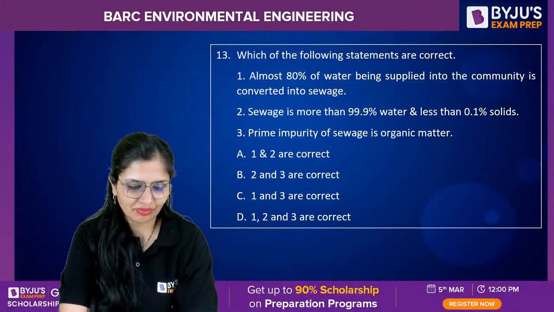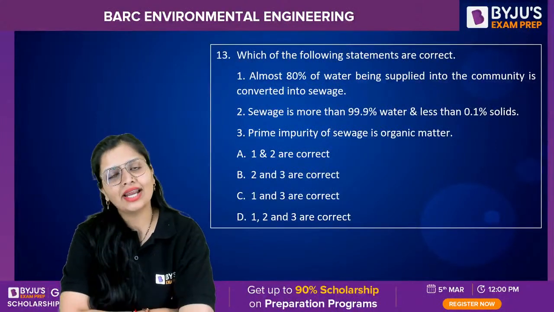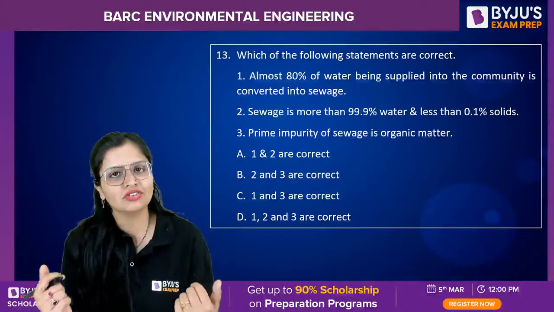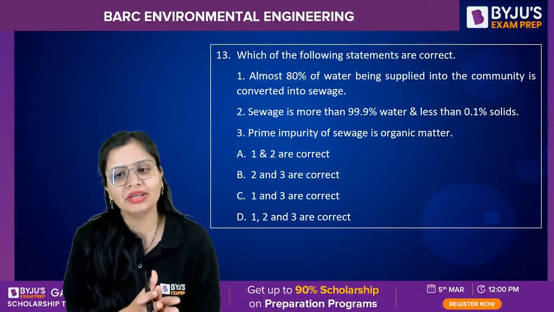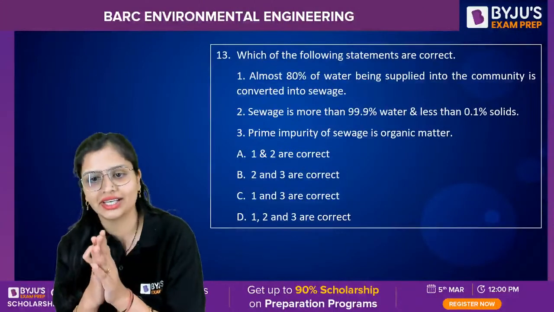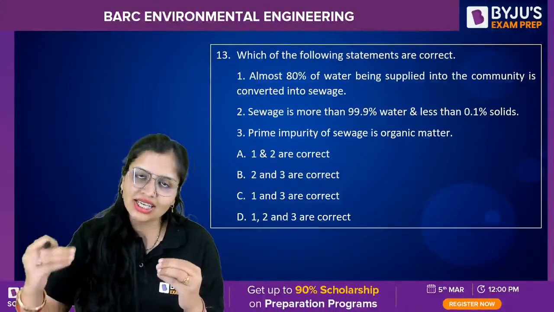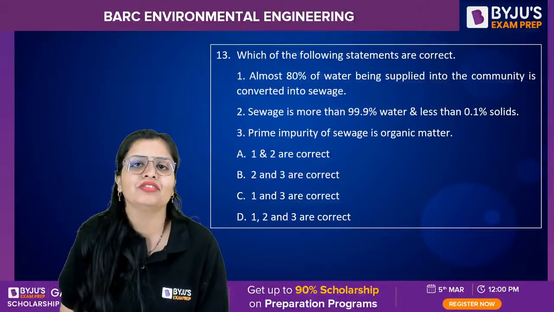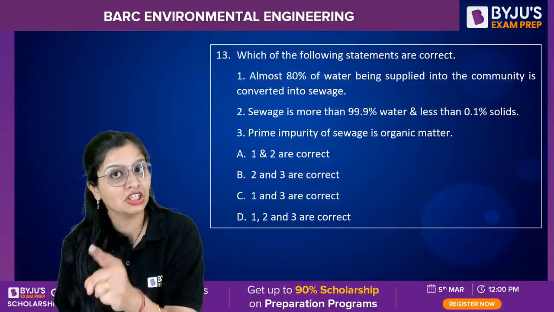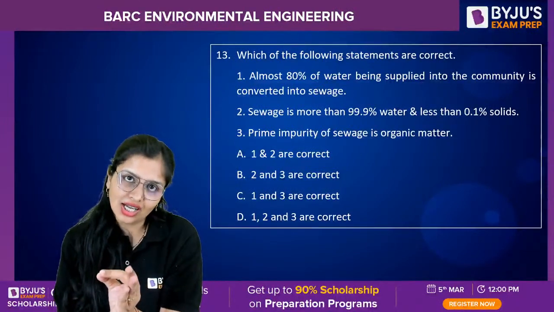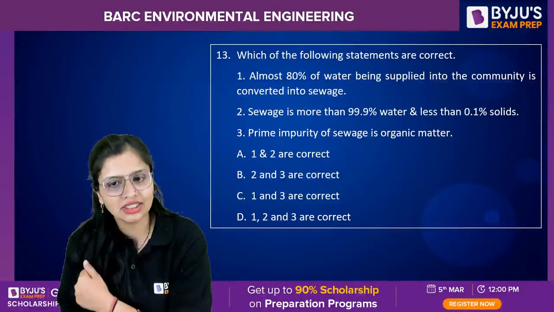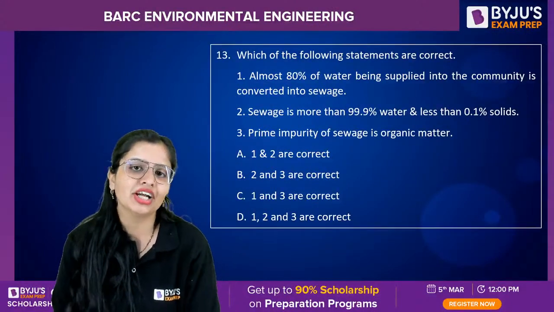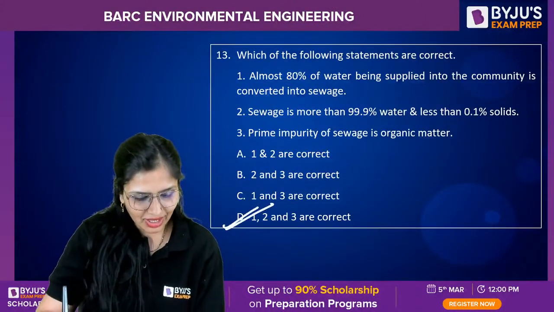Very good, Sumit. Very good. If nothing is given about wastewater, we assume that 80% of the water being supplied is converted into wastewater. Correct. Sewage is more than 99.9% water, and even less than 0.1% is solid. We are talking about sewage, not sludge, because for sludge the percentage of solid content is more. Prime impurity of sewage is organic matter. Exactly, that is the reason we are doing the treatment. So D is the correct one.